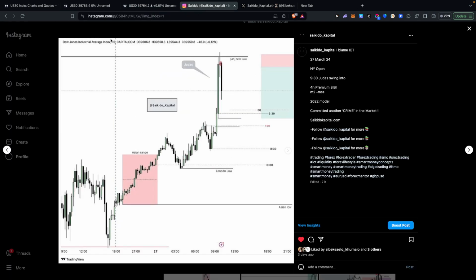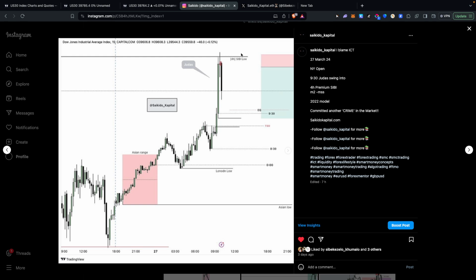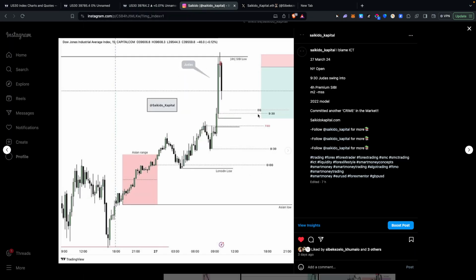And this trade was taken, I'm going to show you now on this. This is my Instagram, Saikido Capital. You have this Judas swing 934 RCB. I entered there. I'm now going to go to the next slide, and you can see here I highlighted the equilibrium of this new dealing range because I know I'm moving from the premium of this to the discount of this. So you look here, and then you have the opening price 930.